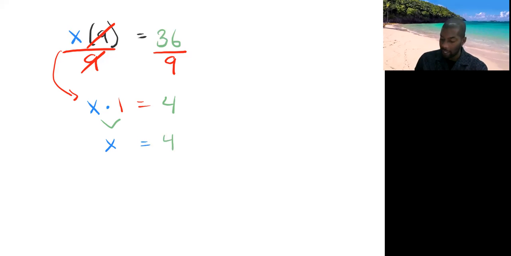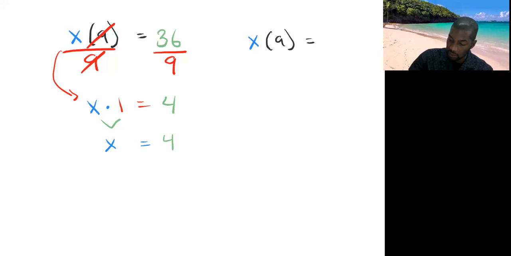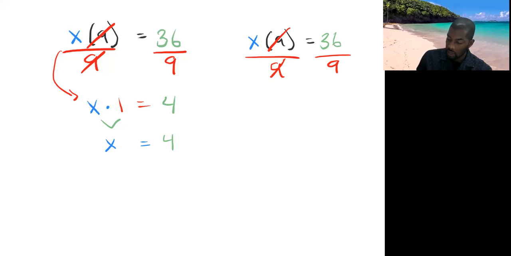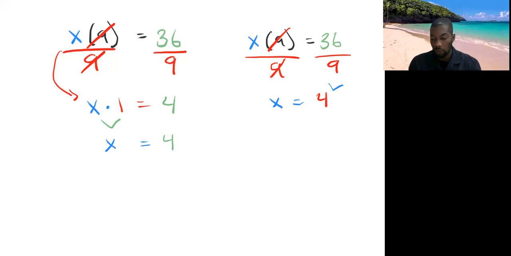If we were doing it the fast way, it would look like this. X times 9 equals 36. We would have divided by 9 on both sides. We would have canceled out. We would have rewritten the problem x equals 36 divided by 9, which is in fact 4. And we would have done it in 2 steps instead of 3. But I'm just showing you what goes on in between, behind the scenes.